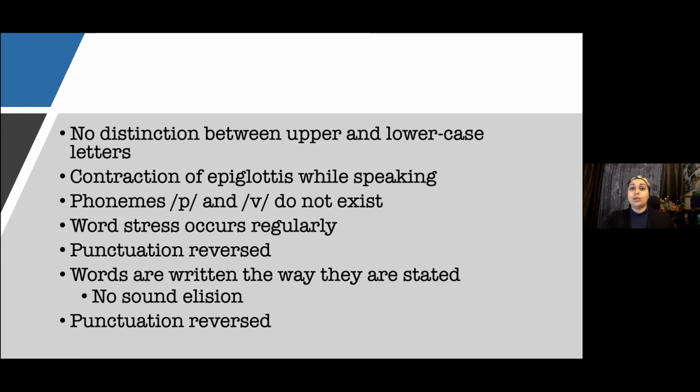There's no distinction between upper and lowercase letters. So a lot of times they will not use uppercase letters or capital letters on names or proper nouns, because it doesn't exist in Arabic. It's just written as is. The contraction of the epiglottis occurs often while speaking. The phonemes P and V do not exist in Arabic. So this is where we were getting a lot of those referrals of B for P. I always used to joke around when I was little. My mom used to always say peanut butter instead of peanut butter because there was no P.